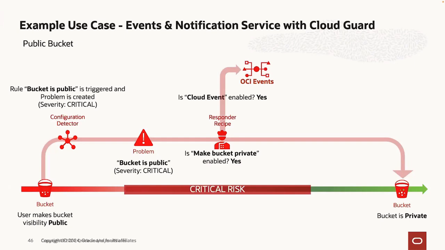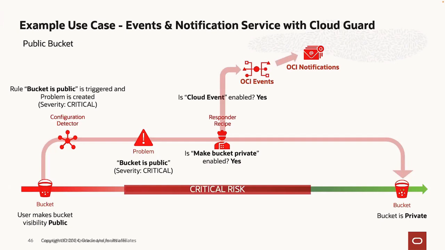When that happens, we have a cloud event as well. The OCI events will get notified that there is an event, and I want this to be notified to a certain set of people. So let's say an alias, or a DevOps monitoring team, or your security monitoring team.